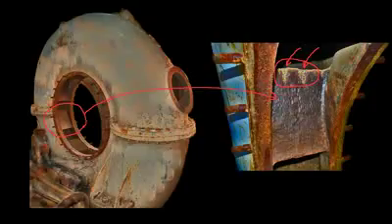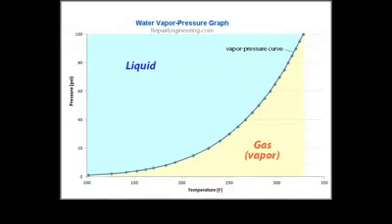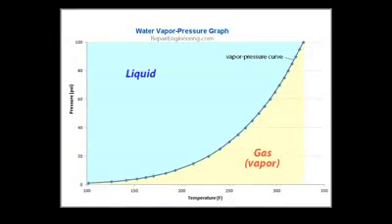In order to understand how a moving fluid can cause the type of damage that we have seen in these examples, it is helpful to review a few basics of fluid dynamics. This graph is known as a vapor pressure graph. A vapor pressure graph shows the relationship between the temperature and pressure of a fluid. This particular graph is produced from data that is specific to water. However, similar-looking vapor pressure graphs are available for all fluids.